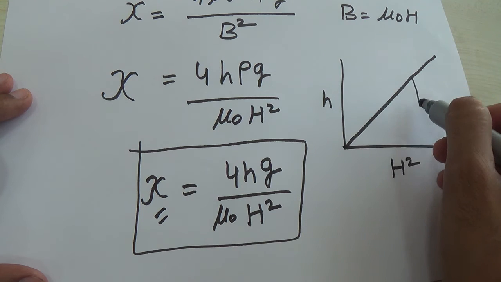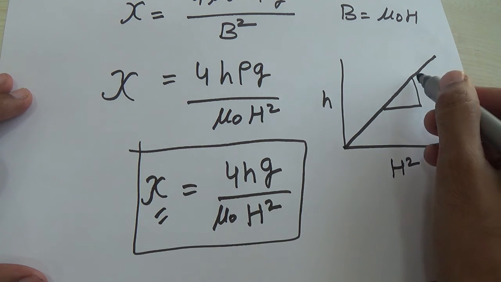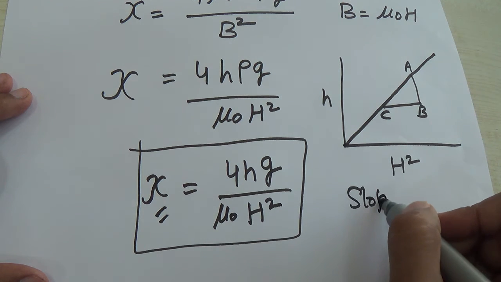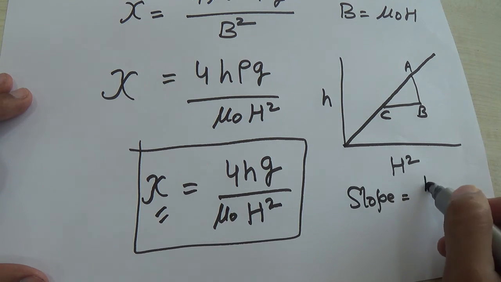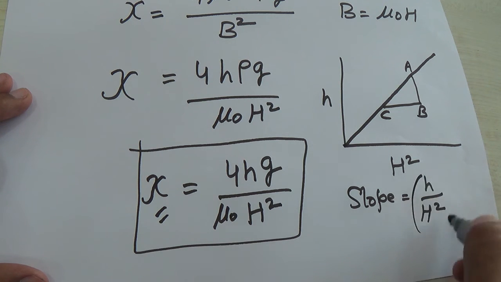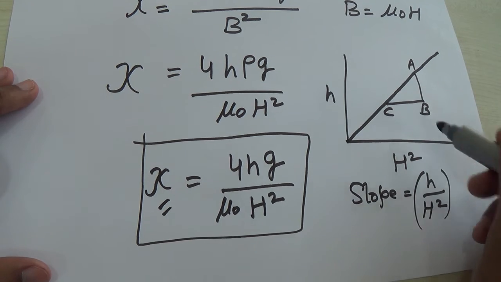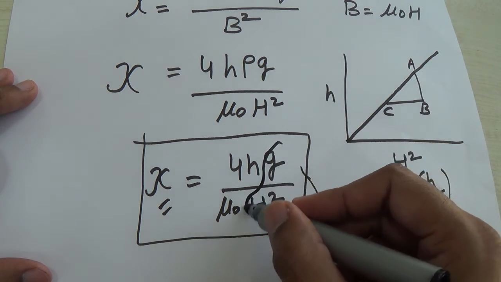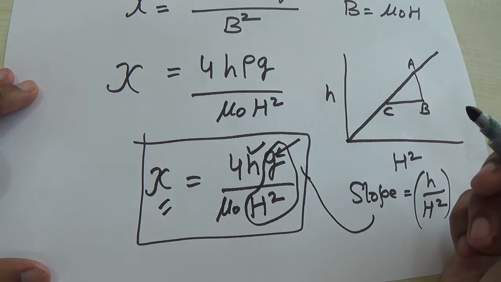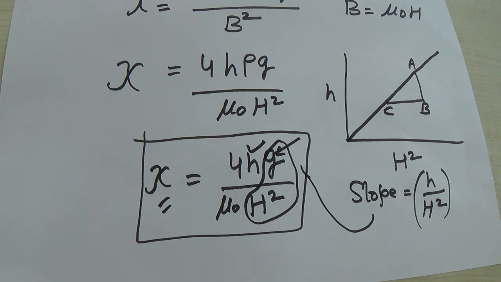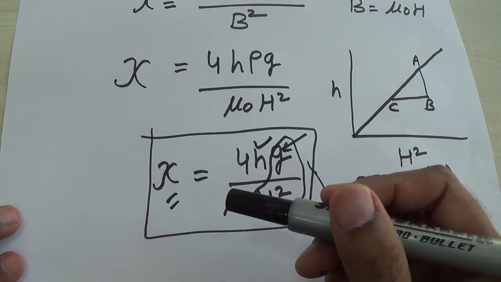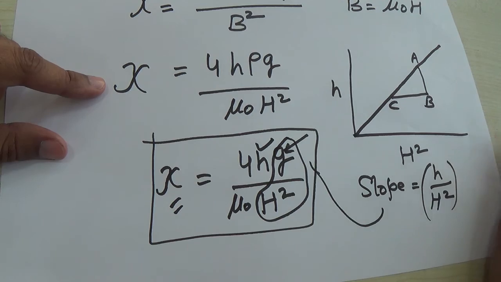So I have to take a slope from here, right? So this A B C, A B upon B C will be the slope. AB is h, and BC is in terms of H squared. So this h upon H squared I have to find out from the graph, and then put that value here. G is the acceleration due to gravity. By putting this value and the constant mu naught, one can find out the mass susceptibility, or in general the magnetic susceptibility.